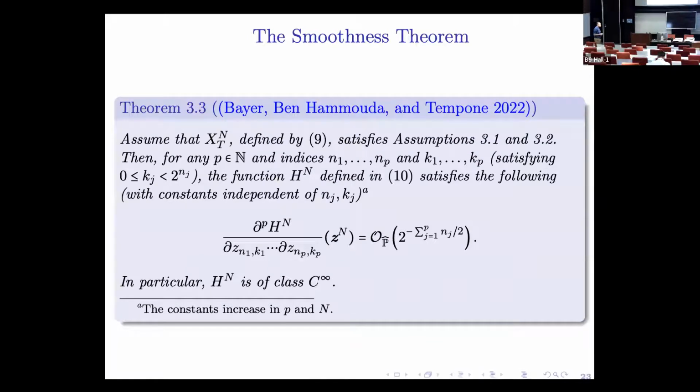The function hn has p derivatives with respect to the variables zeta n1 k1 up to zeta np kp that are bounded in the sense that we have introduced before. I should note here that the constants that appear here will increase with respect to p, but also with respect to n, which is the number of time steps.